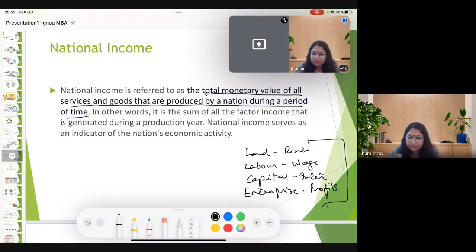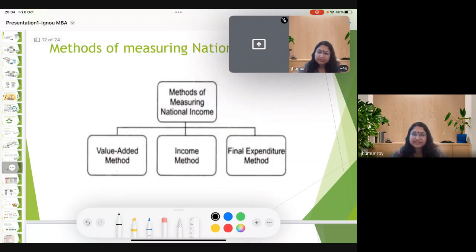We will come to different ways of estimating national income. So we just take everything which is being produced, everything which people are earning, everything people are spending. So different ways are there of estimating the national income in a country. So basically, when we come to methods, there are three methods: value added method, income method, and final expenditure method. These are three important methods of calculating the national income of any country.